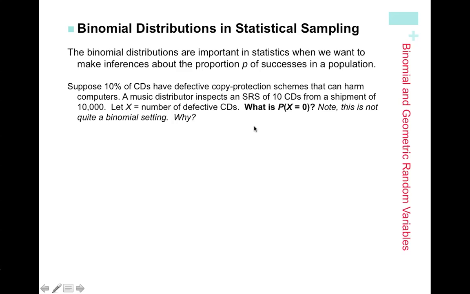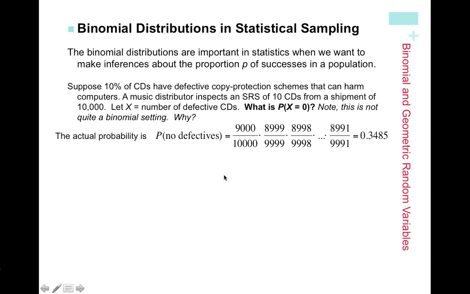That is, there are no defects in those 10. Well, the probability of getting a defect on the first CD, or not a defect, sorry, would be 9,000 out of 10,000. 10%, in other words, 1,000 are defective, 9,000 are good. And we're sampling without replacement. That's why this isn't quite a binomial. These probabilities are dependent on each other. So we're multiplying them together, we get 0.3485.